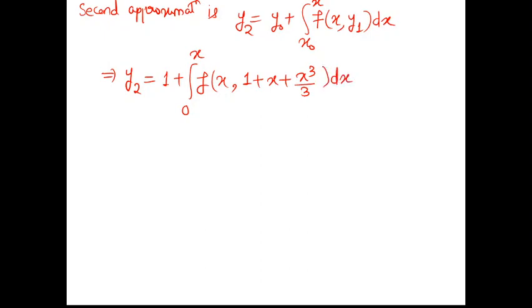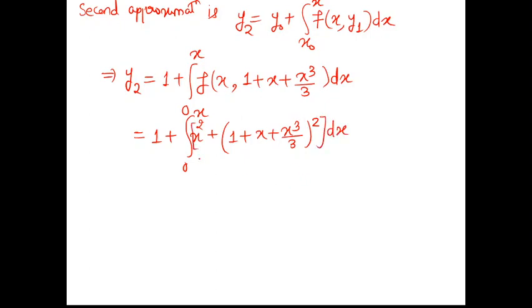Integrating this with respect to x. Now let's simplify this. So we want 1 plus, now f of x y is nothing but x square plus y square, means square of the first term and square of the second function. So it is x square plus, in place of y I have this complete term, so I will take the square of this. So 1 plus x cube by 3 whole square, and this complete term needs to be integrated between the limits 0 to x. This is what we have according to the definition of f of x y.